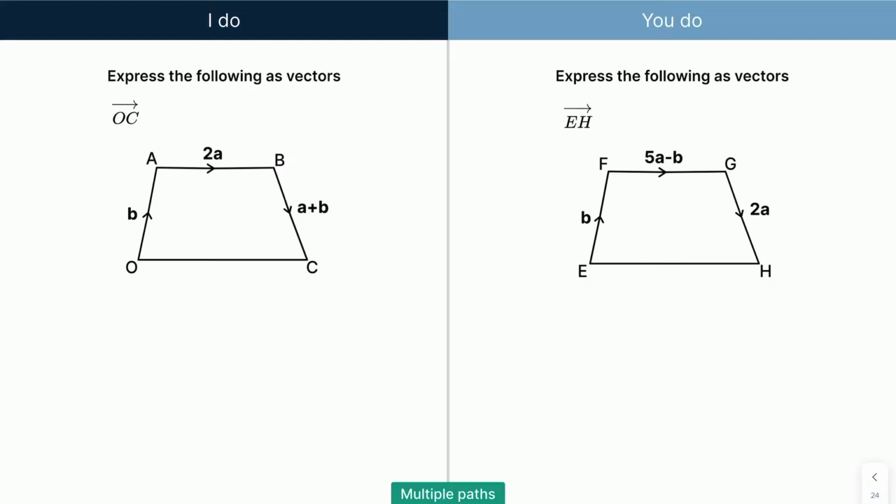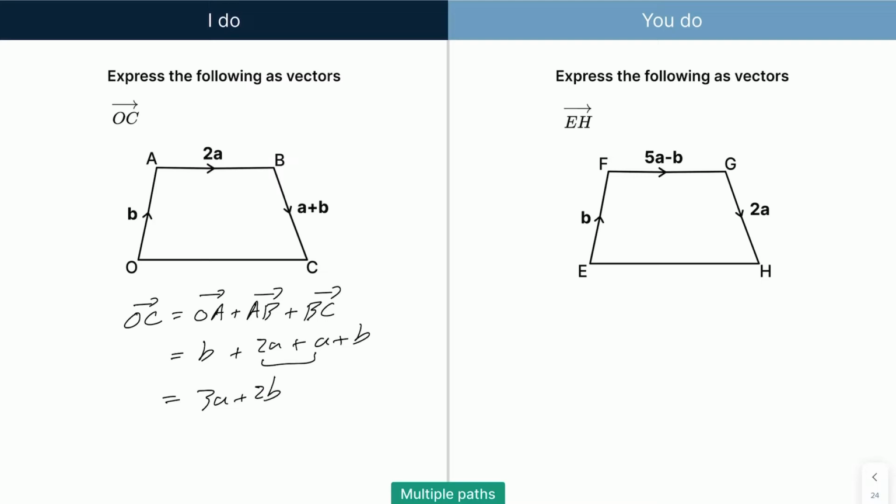So we now have O to C. So to go from O to C, we're going to go up, there, and then there. In fact, I'll write this out down here. So we have O to C, O to A first, and then A to B, and then B to C. That's B, that's 2A, and that's A plus B. Now, just to tidy that up, that's the A's, so that's 3A, and then we've got the B's, which becomes 2B.